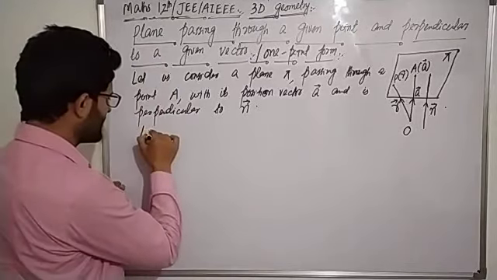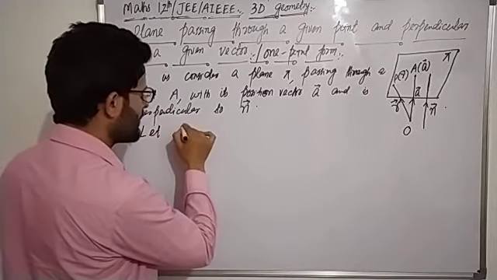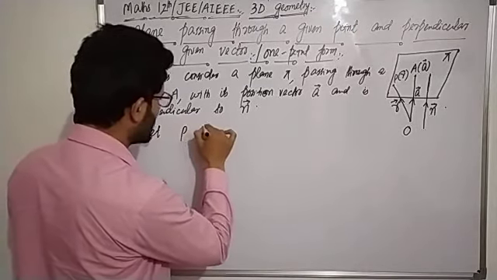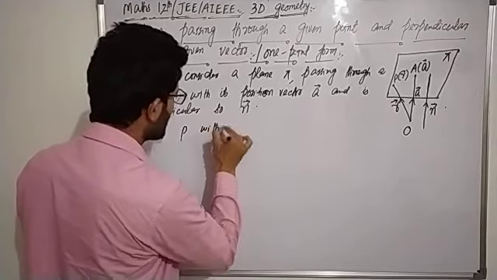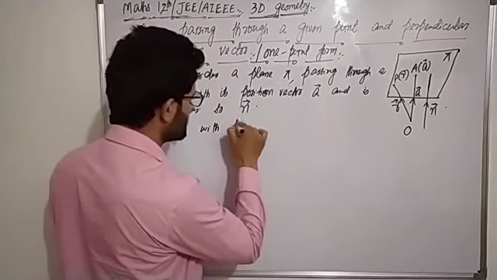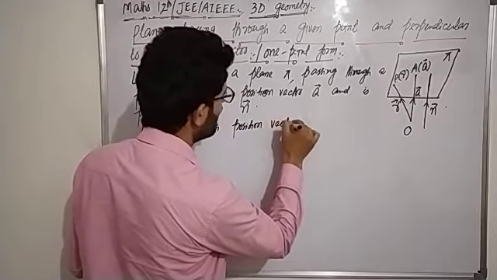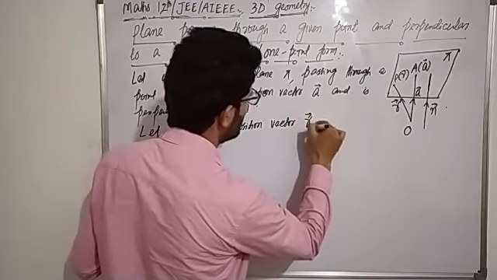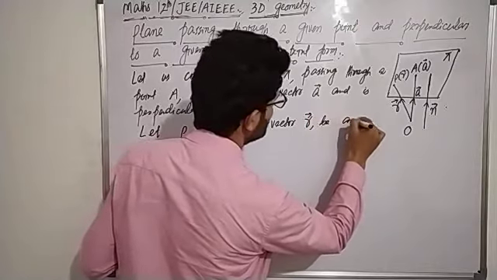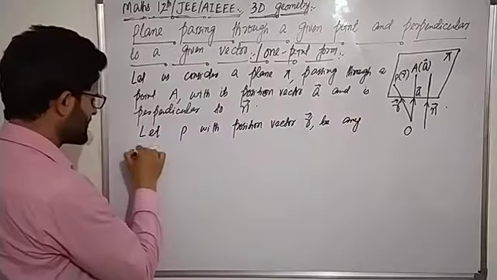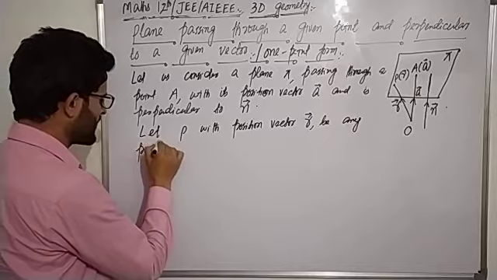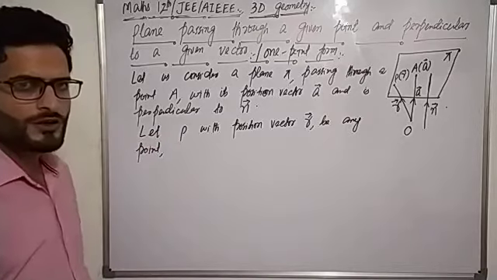सो यहां पे लिख लेंगे, let P with position vector small r vector be any point. Suppose ये कोई भी पॉइंट है, इसका पोजीशन वेक्टर small r है.